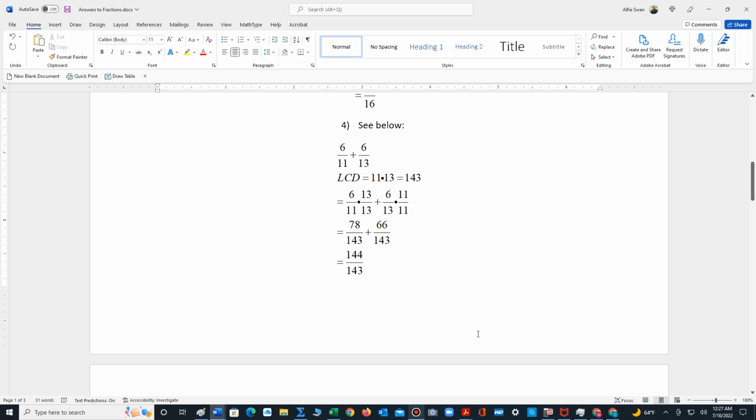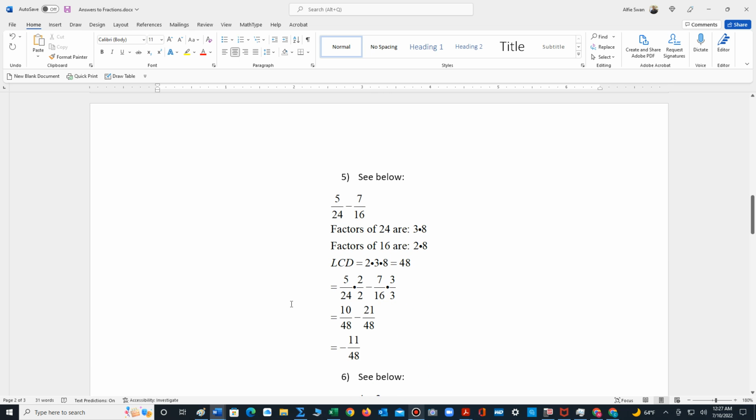For number 4, we have 6 over 11 plus 6 over 13. In this case, the two numbers have no factors in common, so the LCD is 11 times 13, 143. We have to build up both fractions. For 6 over 11, we multiply by 13 over 13. 6 over 13, we multiply by 11 over 11. Our goal is to get the LCD in our denominator. So we have 78 over 143 plus 66 over 143. We add the numerators, 144 over the LCD of 143.